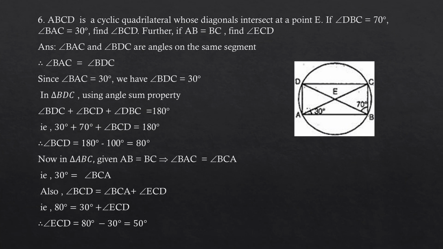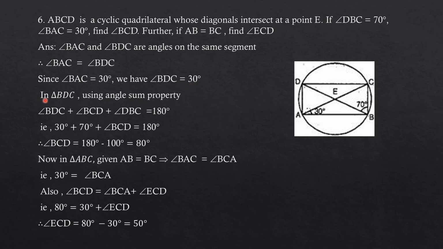Question number 6. ABCD is a cyclic quadrilateral whose diagonals intersect at a point E. If angle DBC equal to 70 degree, angle BAC equal to 30 degree, find angle BCD. Further, if AB is equal to BC, find angle ECD. We can see on the points B and C as a minor arc, angle BAC and angle BDC are equal since they are angles on the same segment. We have angle BAC equal to 30 degree. Therefore, angle BDC is also 30 degree.